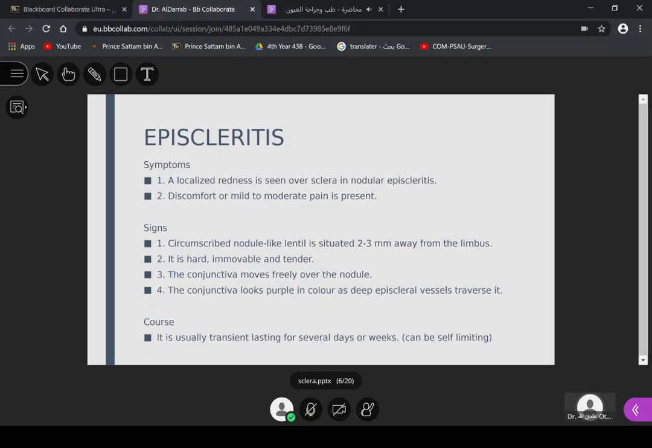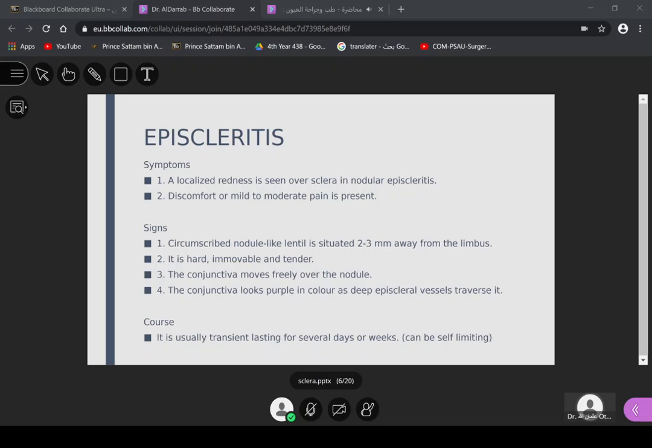Symptoms are localized redness seen over the sclera in nodular episcleritis, discomfort to pain, mild to moderate pain. Signs, you can see a circumscribed nodule 2 to 3 millimeters away from the limbus. It is hard, immovable, and tender. It's very important to know that it's tender, meaning with pressure, if you press on it, it is painful for the patient.